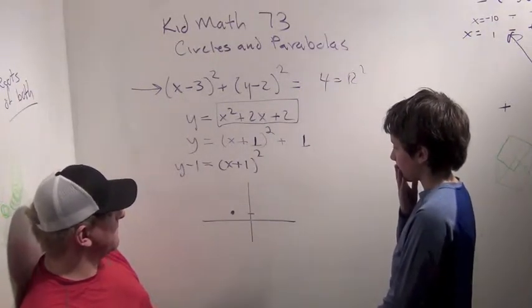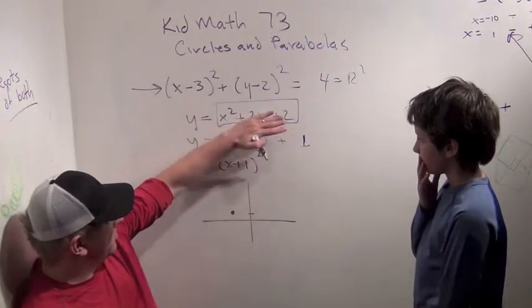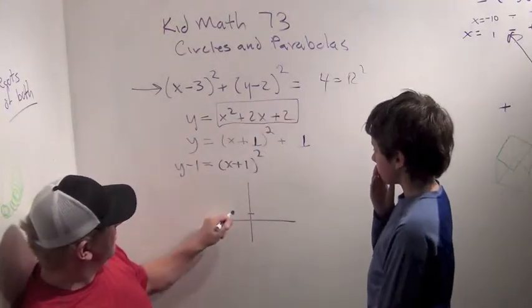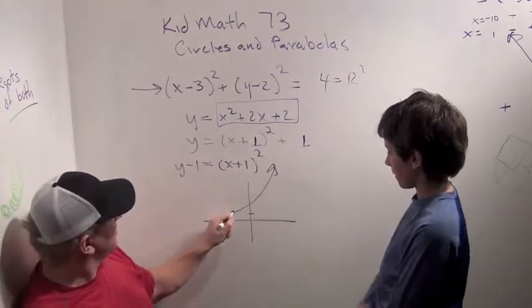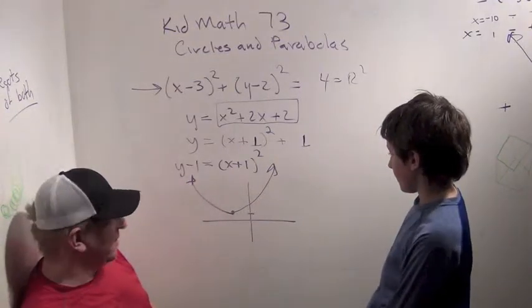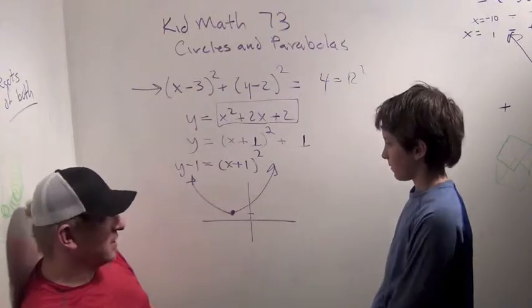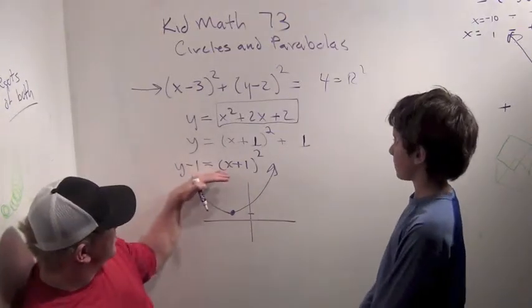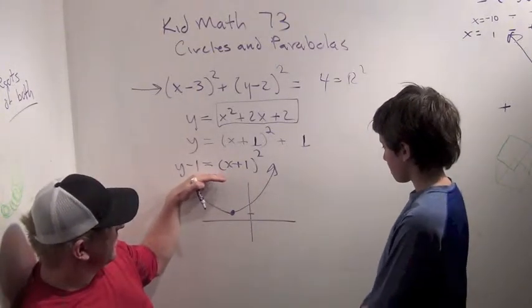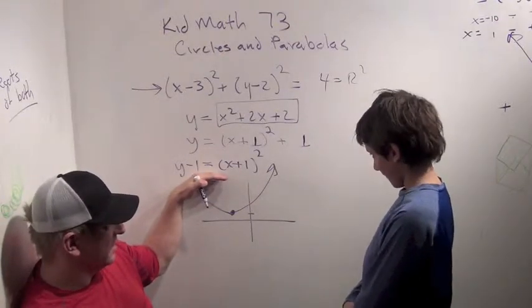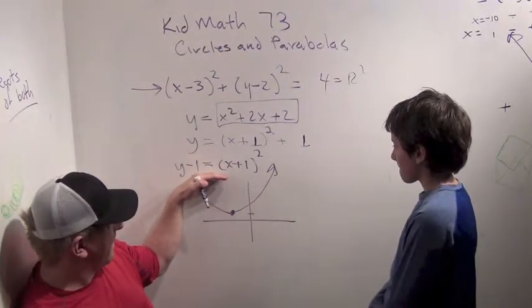And if this was just a parabola of y equals x squared, we would have something that went up like that, just opened up like that. So this is a special point on any parabola, right? It's called the vertex of the parabola. And this equation, set up in this form, helps us find the vertex.